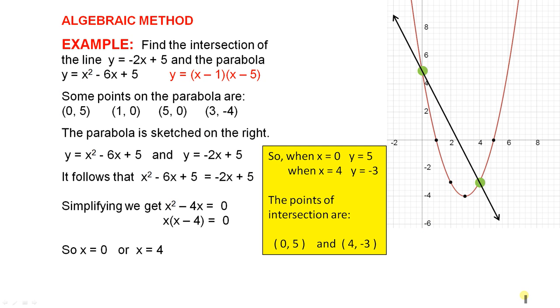The algebraic method. Find the intersection of the line y equals minus 2x plus 5 and the parabola y equals x squared minus 6x plus 5. And here's the factorization again. So some points on the parabola are 0, 5, 1, 0, 5, 0, and 3, minus 4.